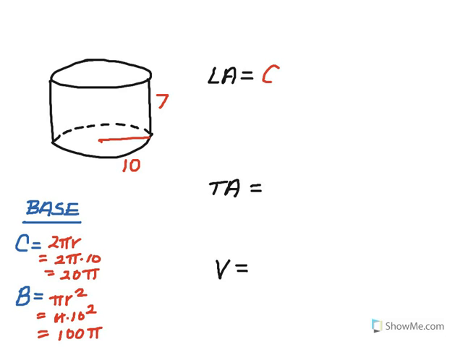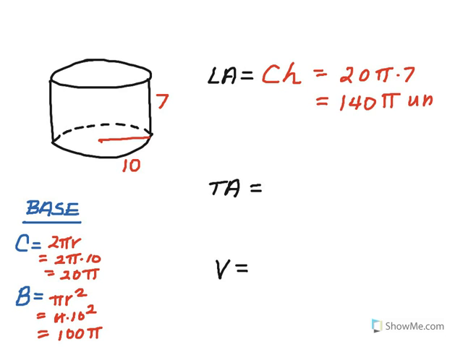Okay, so now on to the lateral area. The lateral area is circumference times height. Oops, made a mistake. Again, lateral area is circumference times height, so it's 2 times pi times r times height. But the circumference we've already figured out is 20 pi. So it's 20 pi times the height of 7, or 140 pi square units.